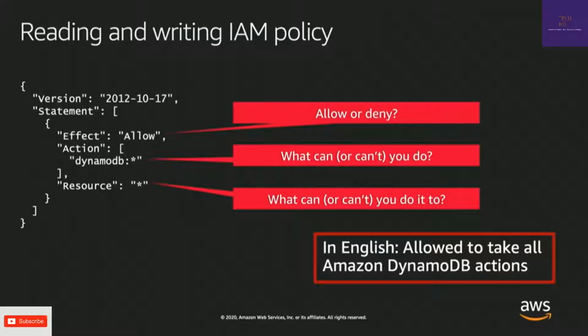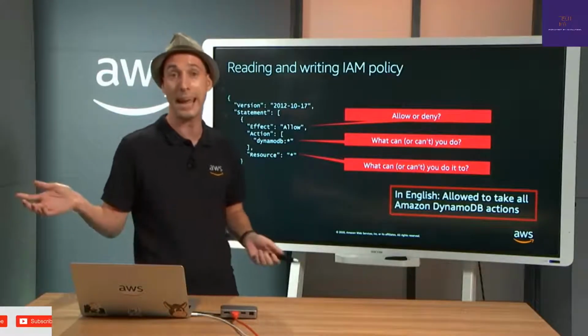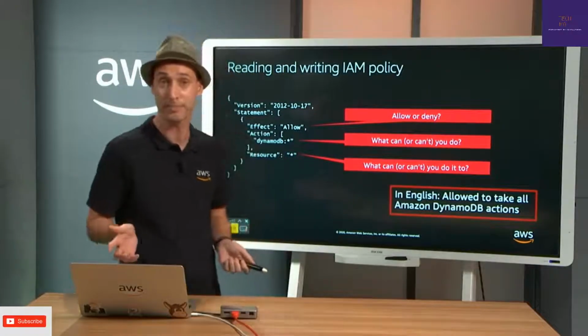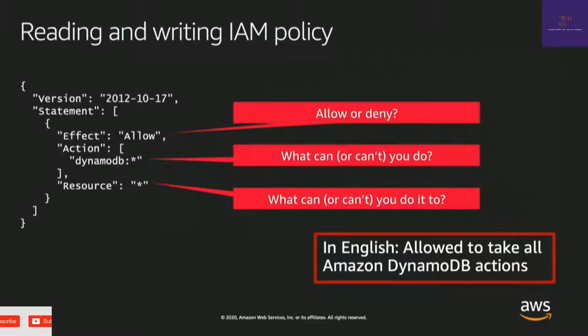So let me teach you the basics of reading and writing IAM policies. They all start with an effect statement that's either allow or deny. Then they have a section for actions and a section for resources. So the action section says, what can or cannot you do? And the resource section says, what can or can't you do it to?